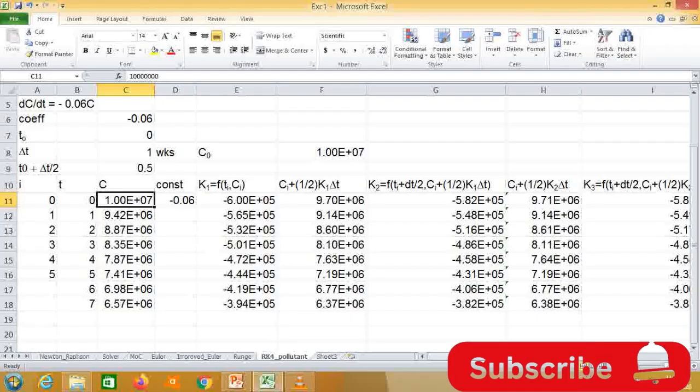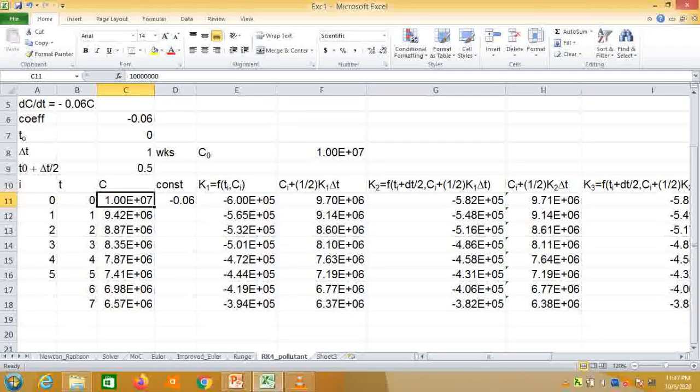Let's first find K1. K1 is the slope at T0 and C equal to 10 to the power of 7. That's the initial concentration. So all you have to do is multiply negative 0.06 times the concentration. The initial concentration shall give you K1.